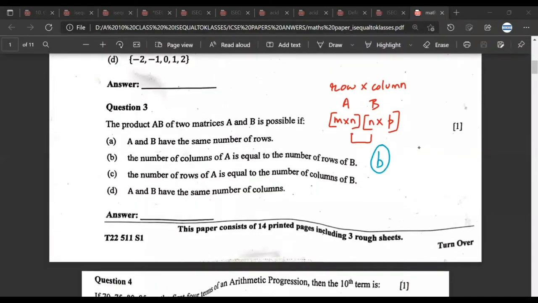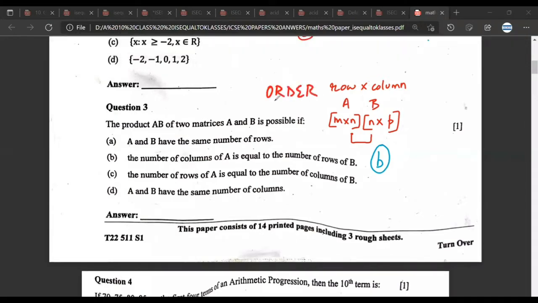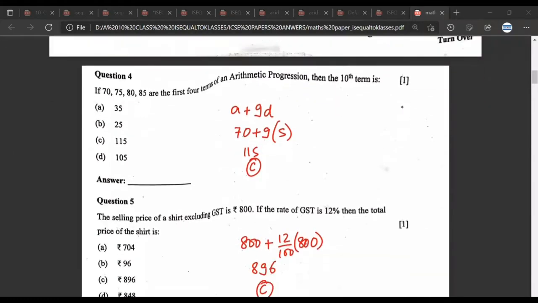Question number 3. The order of a matrix is written as row into column. This is how the order of a matrix is written. Now, what they are asking us is the product of two matrices A and B. Let me assume that the order of A is M cross N. Now, if AB exists, then this should be equal to this. What is this? This is the column of A. What is this? This is the row of B. Therefore, the column of A should be equal to the row of B, and therefore B is the correct answer. Again, for this question, if you understand the order of a matrix, then it's a simple question.